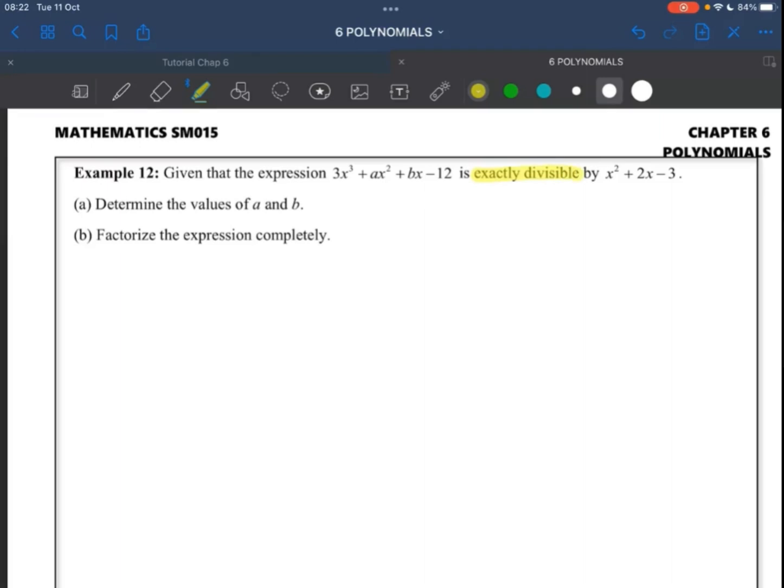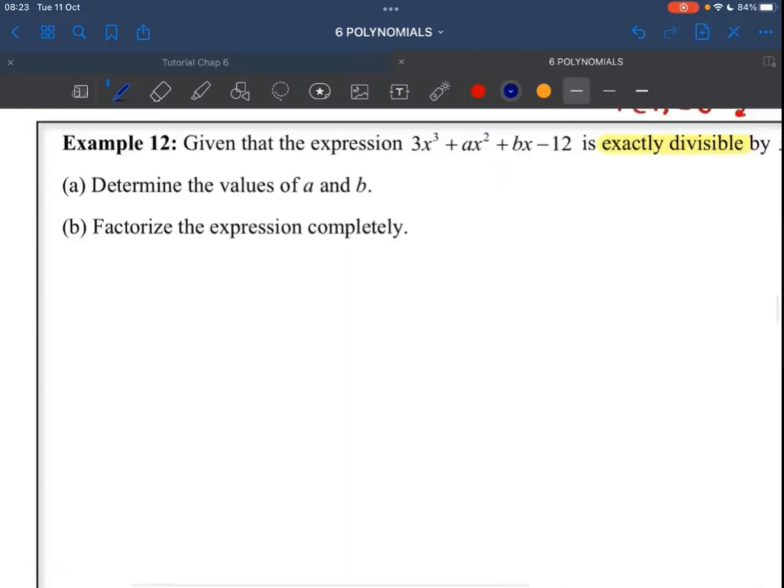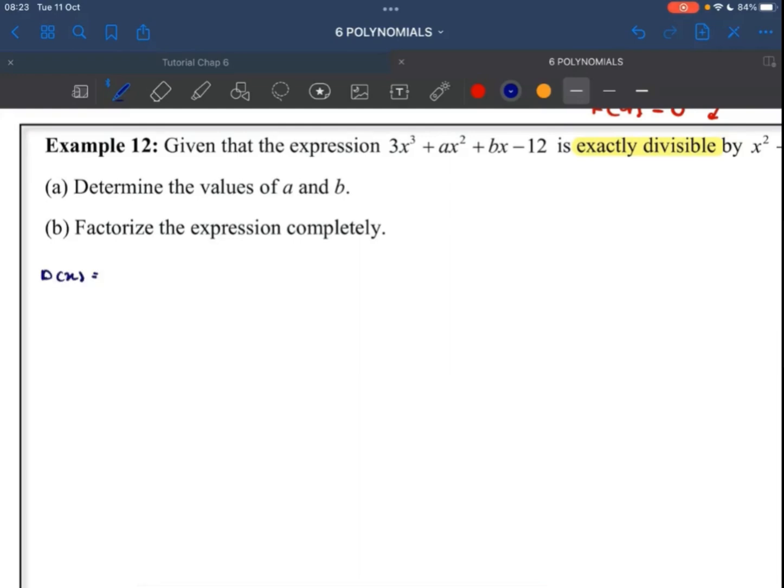Apa maksud exactly divisible ni? Siapa tahu? Kita nak guna factor theorem ke nak guna remainder theorem? Tiada remainder. Yes, tiada remainder. So kalau tiada remainder, ini ialah factor theorem kita. Remainder kita 0, so kita boleh guna factor theorem p(x) equals to 0. Ini saya tulislah, no remainder. Dekat sini, dia bagi kita dx equals to x square plus 2x minus 3.